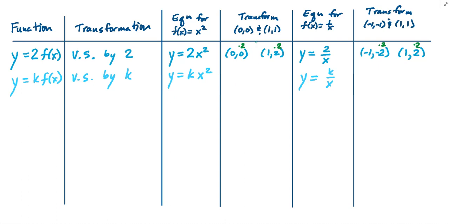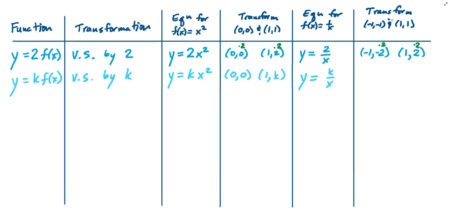With the parabola, where would 0, 0 get transformed to? Well, we would multiply the y-coordinate by k. 0 times k is still 0, so it wouldn't move. What would happen with the 1, 1 point? Well, the x-coordinate would still be 1. The y-coordinate, 1, would become k, because we'd be multiplying by k, and 1 times k is, of course, k.